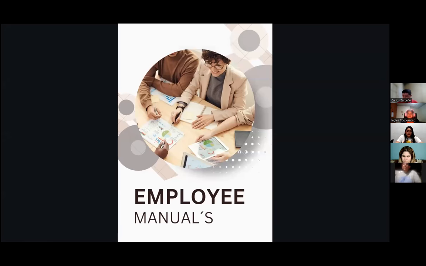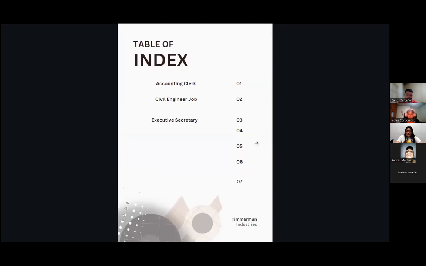Okay, good evening, everyone. I will try to explain this simple manual. Are you ready, Andresito and Daniela? Yes, I'm ready. Okay, go ahead, please. Well, we are going to start with the table of contents. The first one we have is accounting clerk. The second one is the topic of civil engineer job. And the last one is executive secretary.